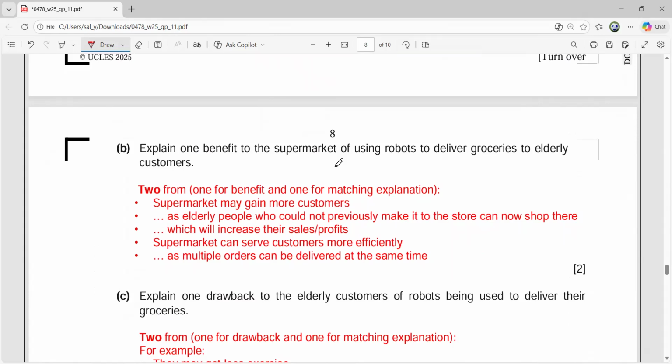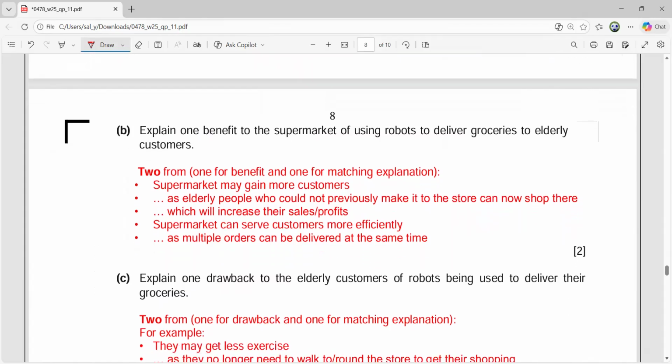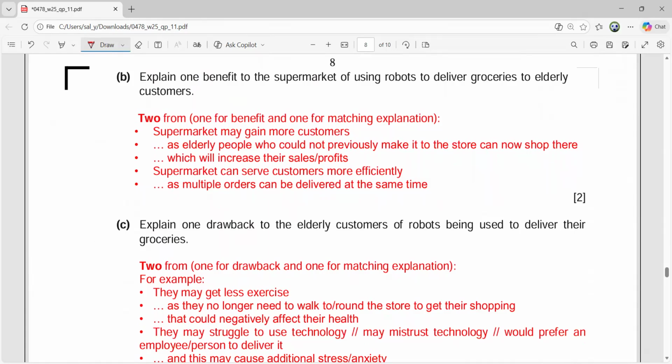Besides this, the supermarket can serve customers more efficiently as multiple orders can be delivered at the same time. If they are on the same route, then the robot can handle it more efficiently. So it's a 2-mark question and you will be able to score 2 out of 2 if you have written any one benefit and described it appropriately for the supermarket using a robot as a delivery man. Explain one drawback to the elderly customers of robots being used to deliver their groceries.